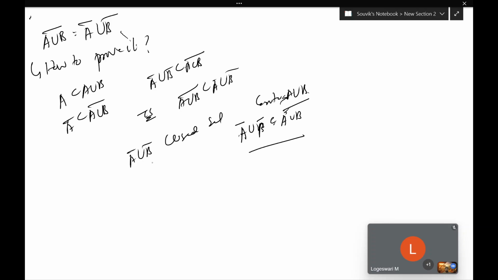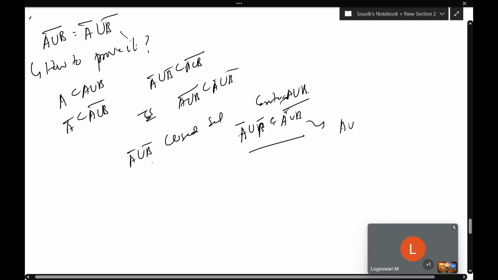In this way you can show that A union B whole closure is a subset of A closure union B closure. So this directly tells us the equality.